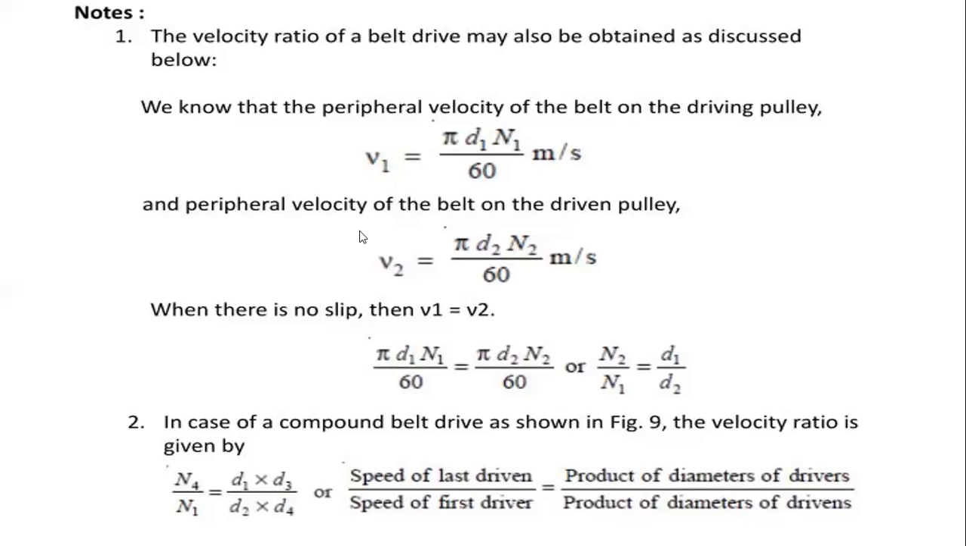So then the peripheral velocity for the driving pulley is V1 is equal to pi into D1 into N1 by 60, that is meters per second. So generally this velocity has been taken in meters per second only.